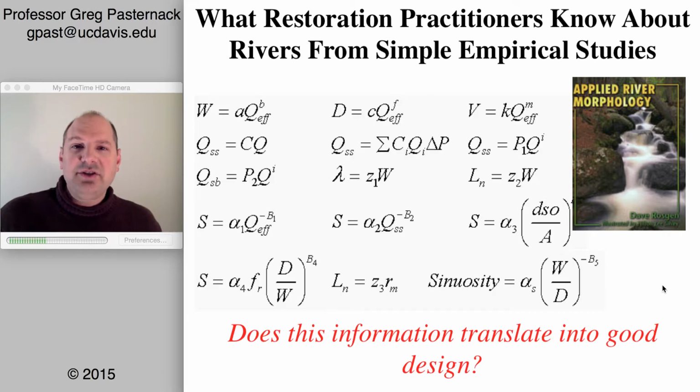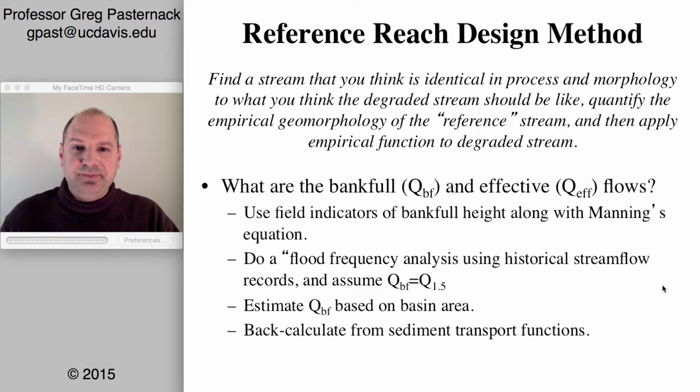So it raises the question, does this kind of empirical information translate into good design? Because hey, you've taken this course now and you can go out and measure all these yourself. I've taught you all the ways of doing it. You just need to practice and have some trial and error, and you can go for it. But where does this get you in terms of river restoration?